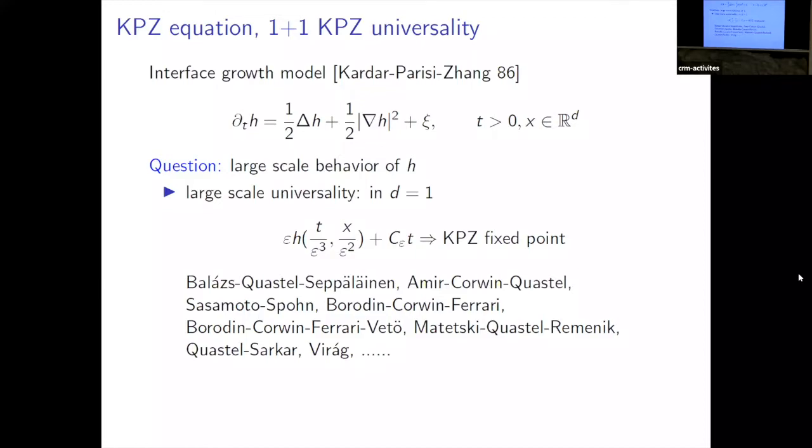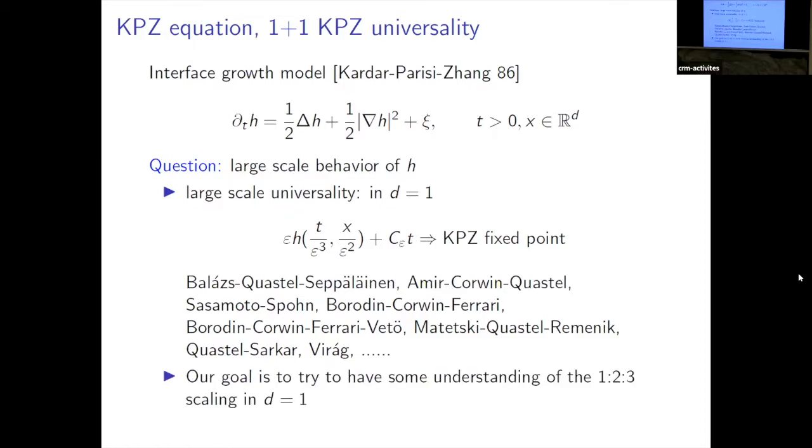In particular, for this equation in d equal to 1, when Xi is space-time white noise, this result was proved almost 2 years ago by Quastel and Sarkar, and at the same time by Virág. They show that in some sense this centered function after this 1, 2, 3 scaling will converge. The scaling here is very special. It tells you that when t is very large, the size of the fluctuation is t to the 1/3. You have 1 and 3 there, and the critical length scale is t to the 2/3. You have 3 and 2 there. So our goal is to try to have some understanding of the scaling here. I'll not say anything about the KPZ fixed point. We will not be that ambitious.